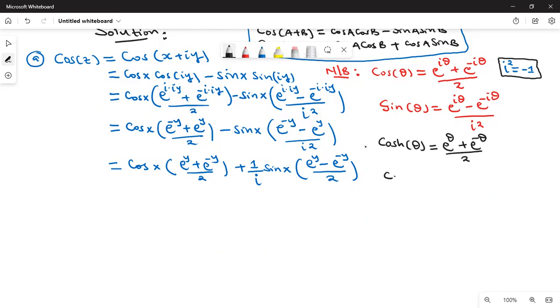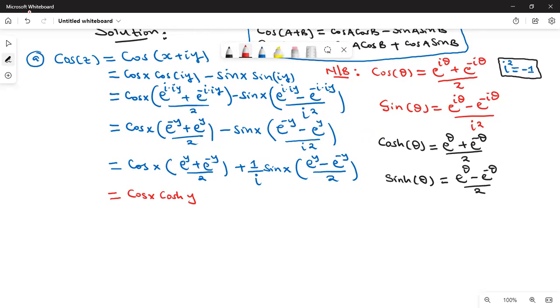And when you talk of hyperbolic sine, let me write it. When you talk of sinh θ, hyperbolic sine of θ, it is the same as e^θ minus e^(-θ), everything over 2. So I'm going to apply those identities so that in our final answer, this can now be written as cos x, and then that bracket is the same as hyperbolic cosine of y. Then what is plus 1 over i?